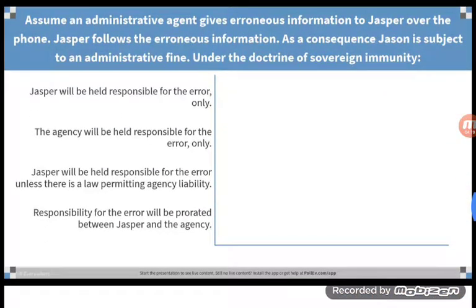Assume an administrative agent gives erroneous information to Jasper over the phone. Jasper follows the erroneous information. As a consequence, Jason is subject to an administrative fine under the doctrine of sovereign immunity.